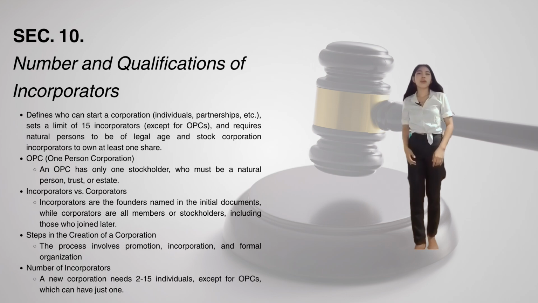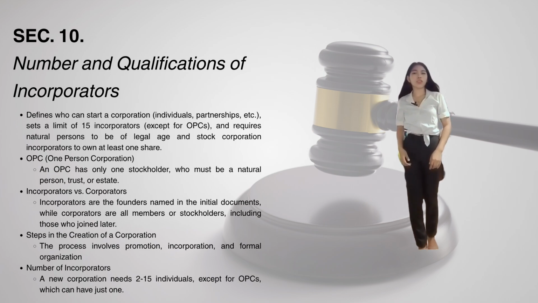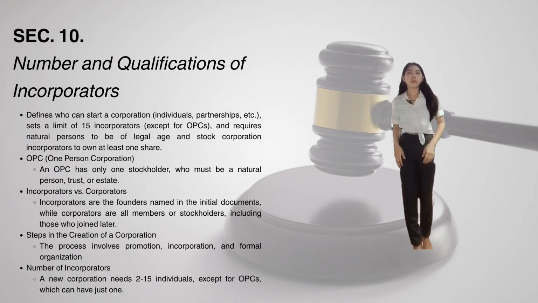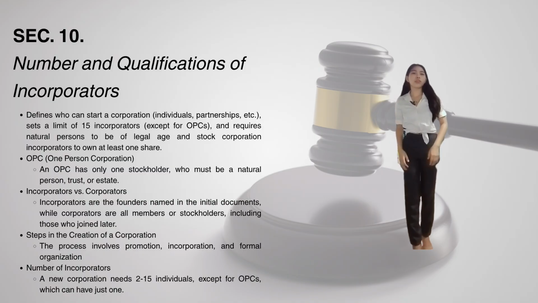Now, let us define an OPC or one-person corporation. An OPC is composed of only one stockholder, and only a natural person, trust, or estate can incorporate as one. Now let us differentiate incorporators versus corporators. Incorporators are the people who start the company, with their names in the first official papers, while corporators are anyone who is a member or stockholder of the company, whether they started it or joined later.